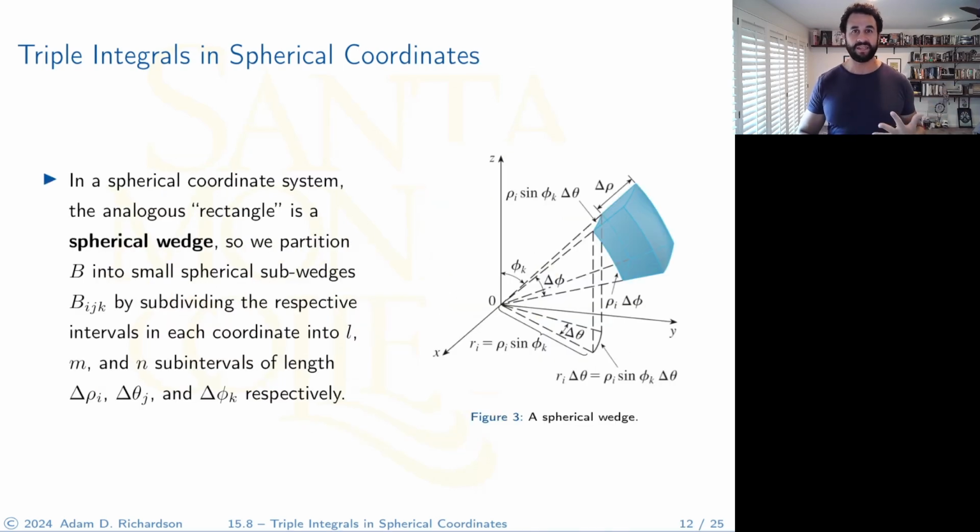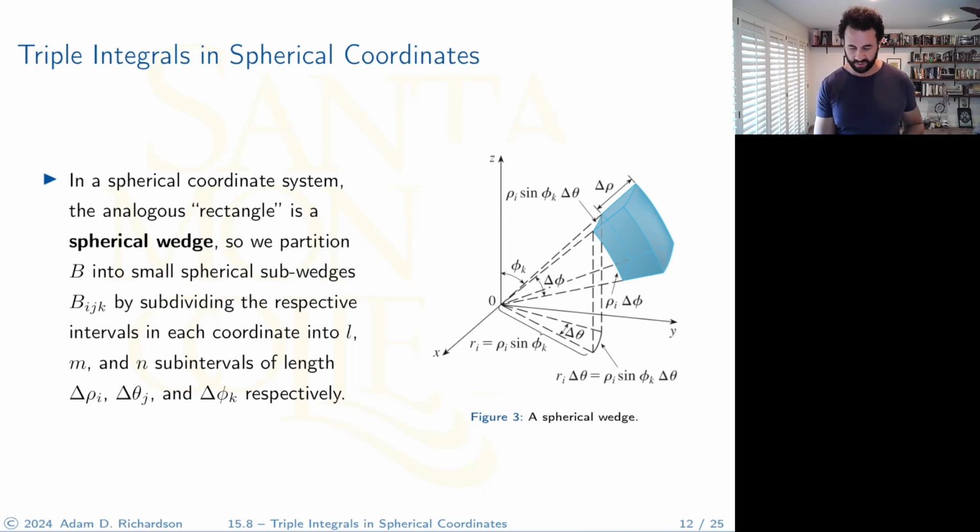And now here's where it gets kind of fun. In a spherical coordinate system, there is an analogous rectangle, and that is what we call a spherical wedge. This is a picture of what one of these spherical wedges looks like. Imagine there were a whole bunch of these, and if you had a whole bunch of them all stacked together and all around, you would basically create a full sphere, right? So it's called a spherical wedge.